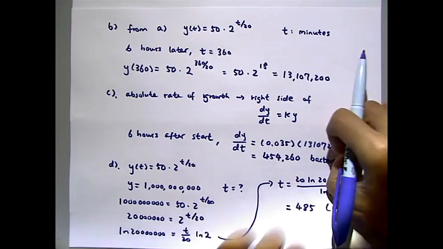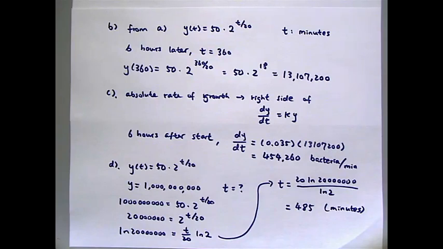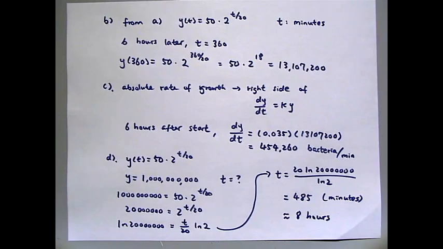I found my k using minutes as my unit of time. So when I solve for time here, I'm going to get minutes out of it, which is very roughly 8 hours. Okay, so we start with 50. 6 hours later, 13 million. You wait 2 more hours beyond that, you get 1 billion.